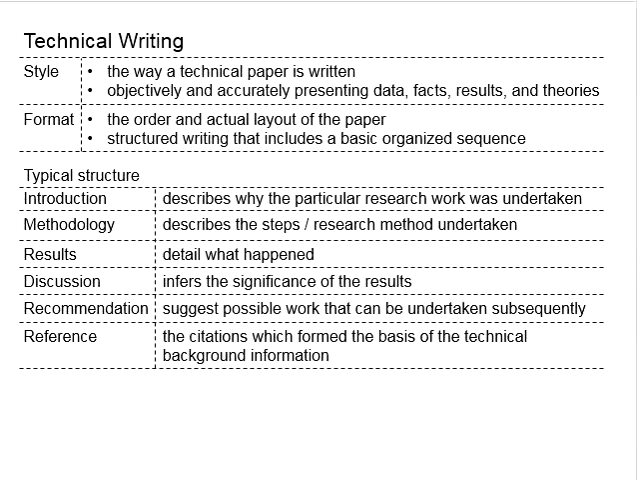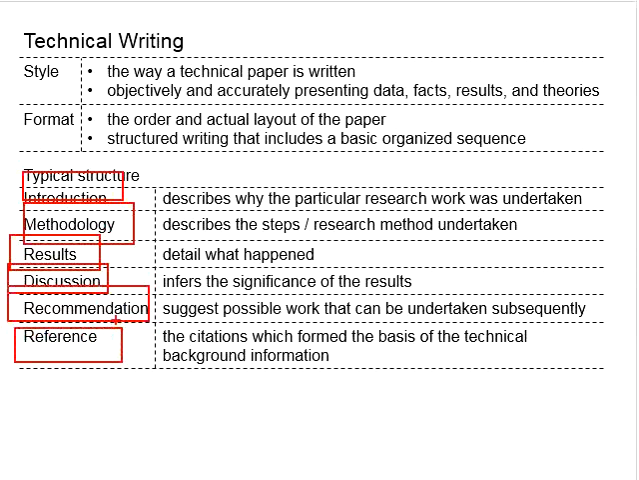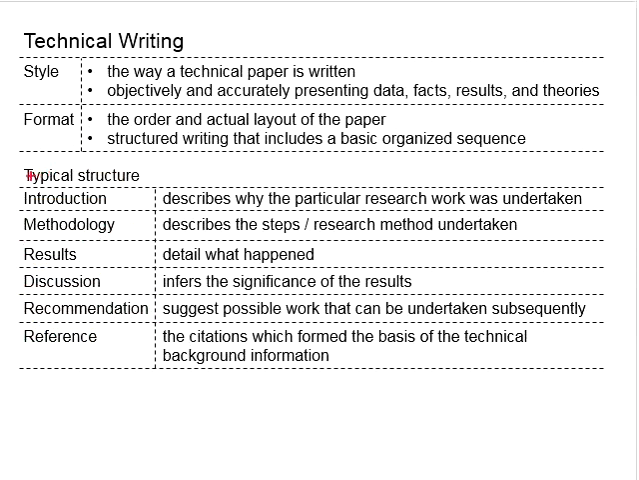We have mentioned the writing style just now. Now let us look into the typical format of technical writing. Specifically, we are talking about the typical structure of technical writing. These include the introduction, methodology, results, discussions, recommendations, and references. These are the essential components of a typical technical writing, and it is normally organized in this sequence.